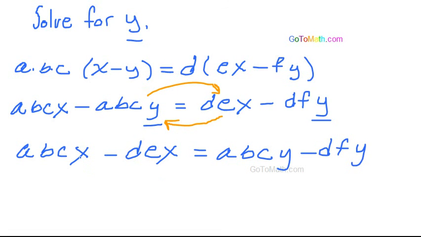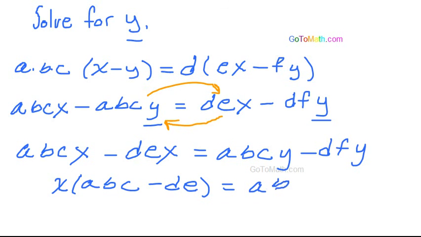Okay. Now if we can, we'll just go ahead and factor this x out. Okay. And I'll take that x and bring it out front. So A times B times C minus D times E. Okay? And we'll do the same thing here. We'll factor this y out. A times B times C minus D times F, factoring out the y.